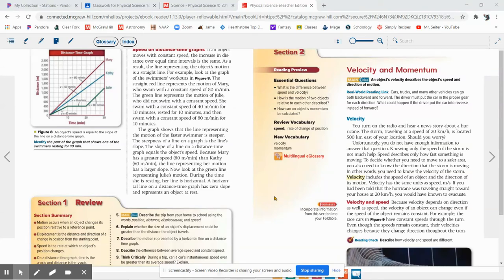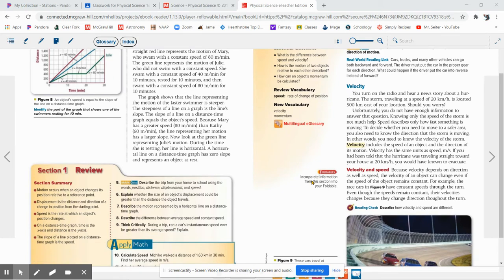Okay, this is lecture chapter 2, section 2, velocity and momentum. Make sure you look at these essential questions, review vocabulary, and the new vocabulary. There will be a vocabulary quiz.